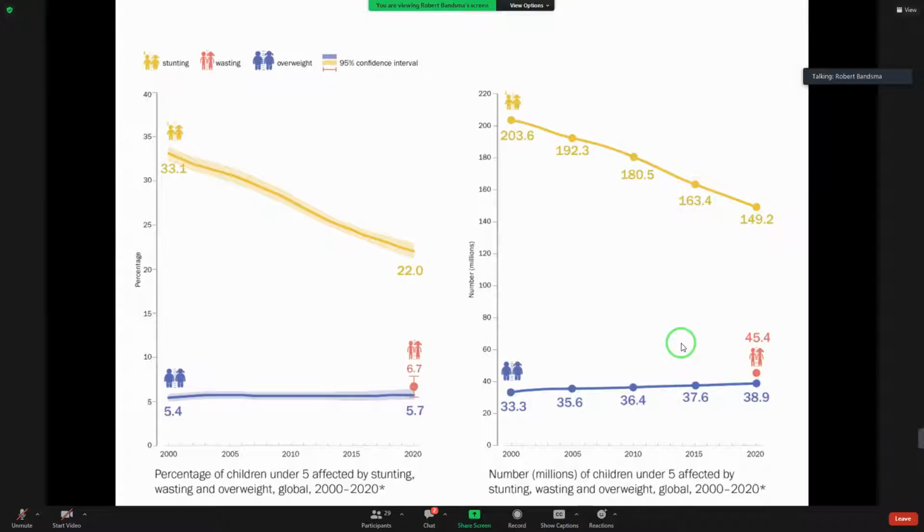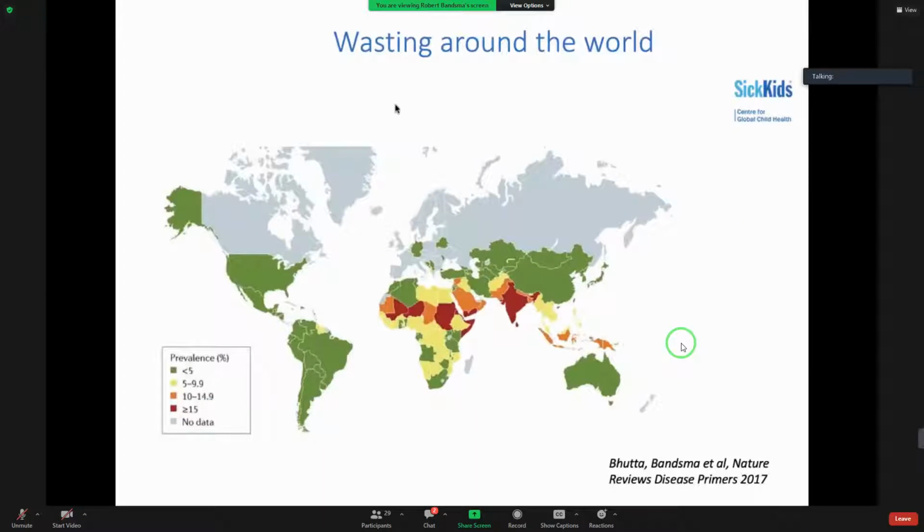Okay, so now you know how common these nutritional conditions are. So this is some data on where wasting is most prevalent around the world and where it's least prevalent. Of course, as you can imagine, in the high income settings of Western Europe and North America, the prevalence of wasting is very low. There's actually no data, but the prevalence is reportedly very, very low.